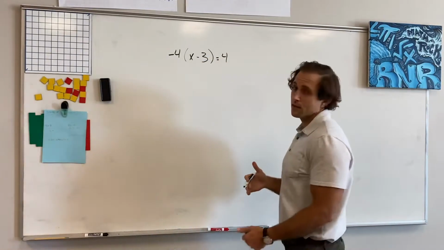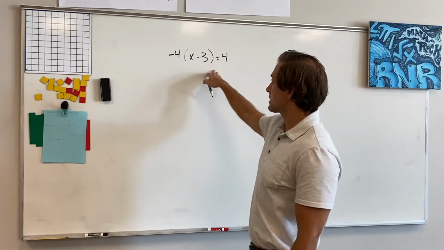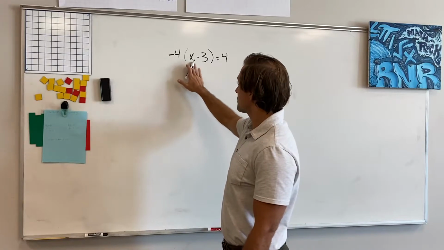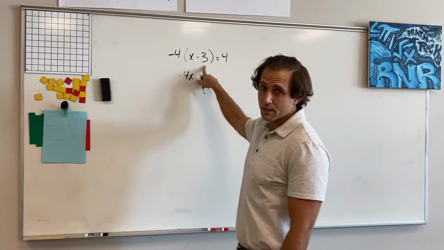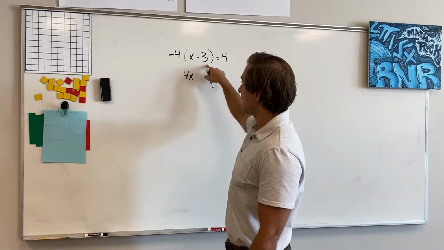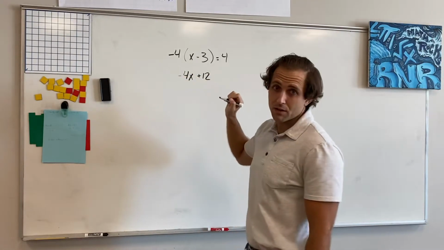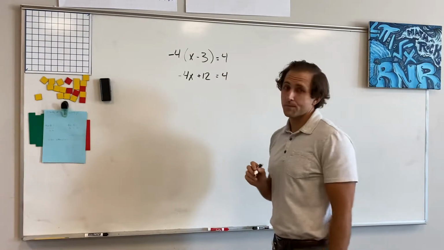So as I look at this equation, I see negative 4 times the difference of x minus 3. So I'm going to still distribute. This is a negative times a positive, negative 4x. And then again, I have subtraction here. So negative 4 times minus 3, or negative 3, well, a negative times a negative becomes a positive value. It's positive 12. It's equal to 4.